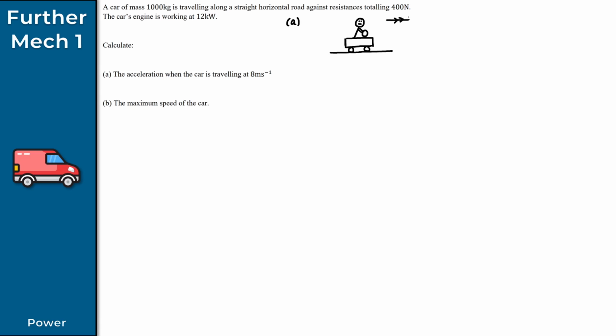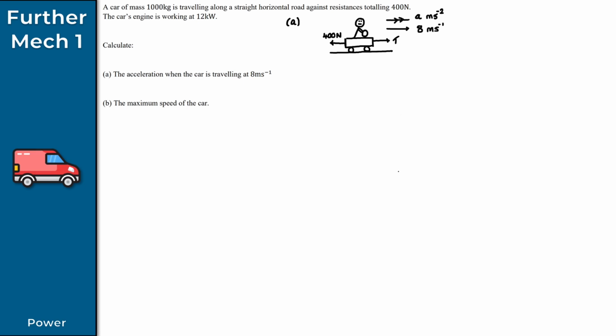We just say that's in this direction here. That's a meters per second squared, like so. We've got the total resistances here in this direction. So that's 400 newtons there. We've got the driving force here of the engine. We'll just call that T here. And what else are we missing here? Well, anyway, for part A here, we're told that it's traveling at 8 meters per second. Okay, so 8 meters per second here.